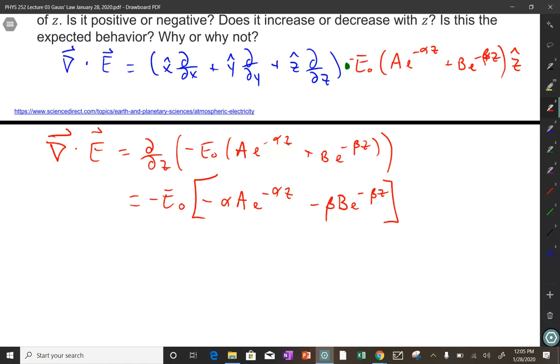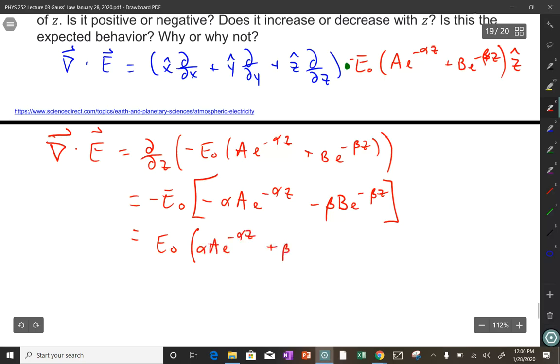So I brought down the derivative of the exponents: minus alpha for the first one, minus beta for the second one. You will note I have a minus alpha and minus in all the terms. Yep. So this simplifies to everything positive, plus beta e to the minus beta z.